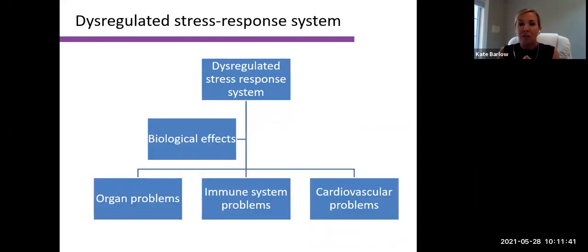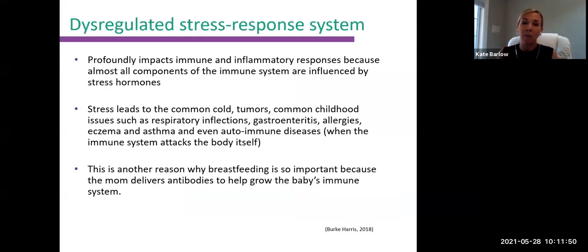So the dysregulated stress response system has biological effects with organ problems, immune system problems, and cardiovascular problems. So what might that look like in the children that you work with? It could be the common cold, it could be tumors, it could be respiratory infections, it could be gastroenteritis, allergies, eczema, asthma, and even autoimmune diseases.